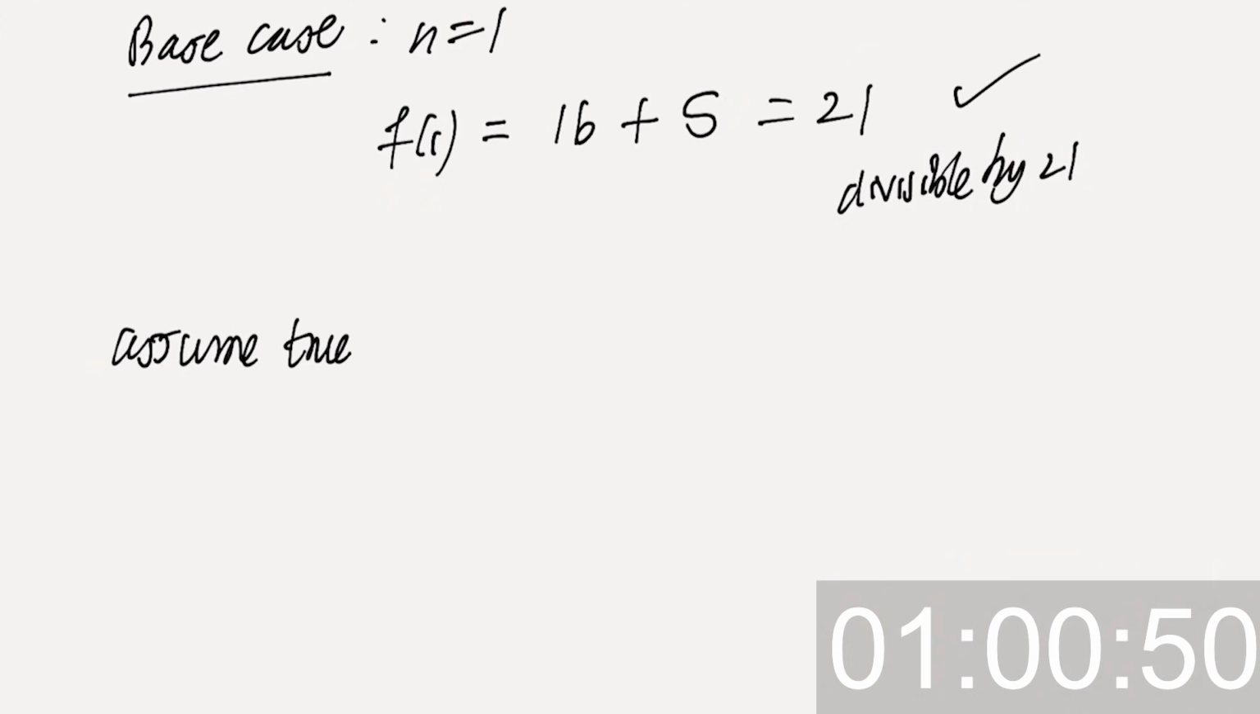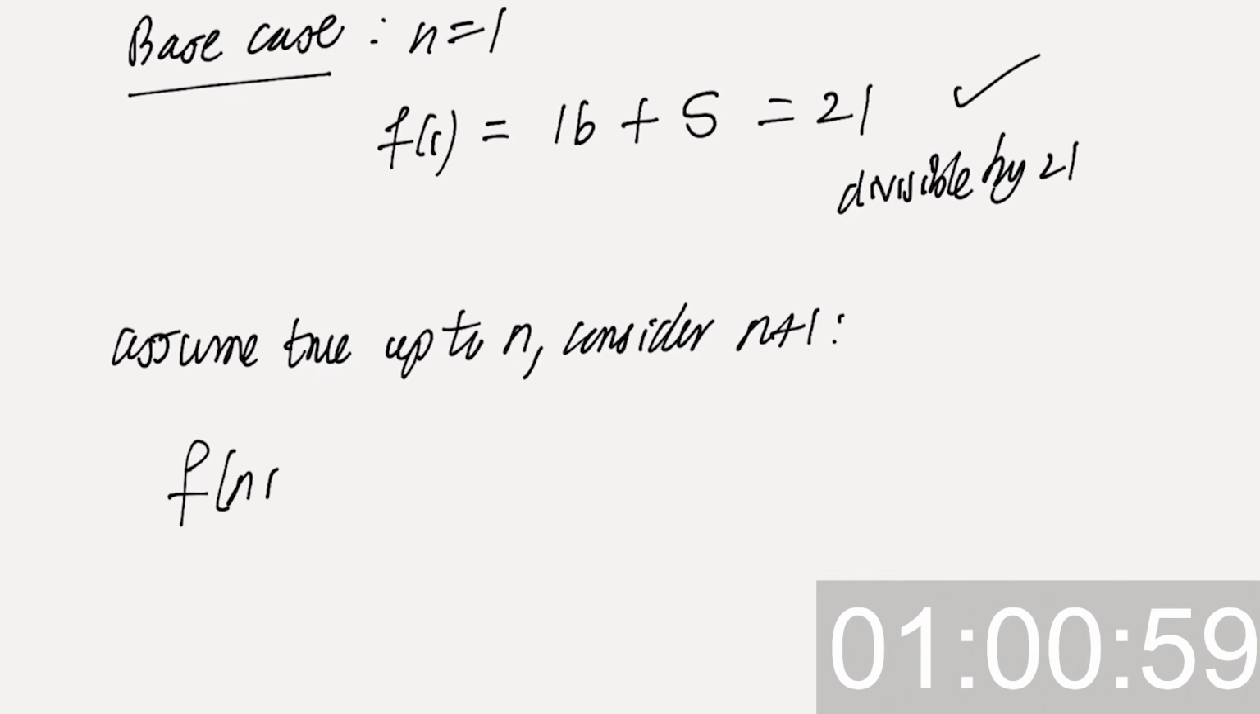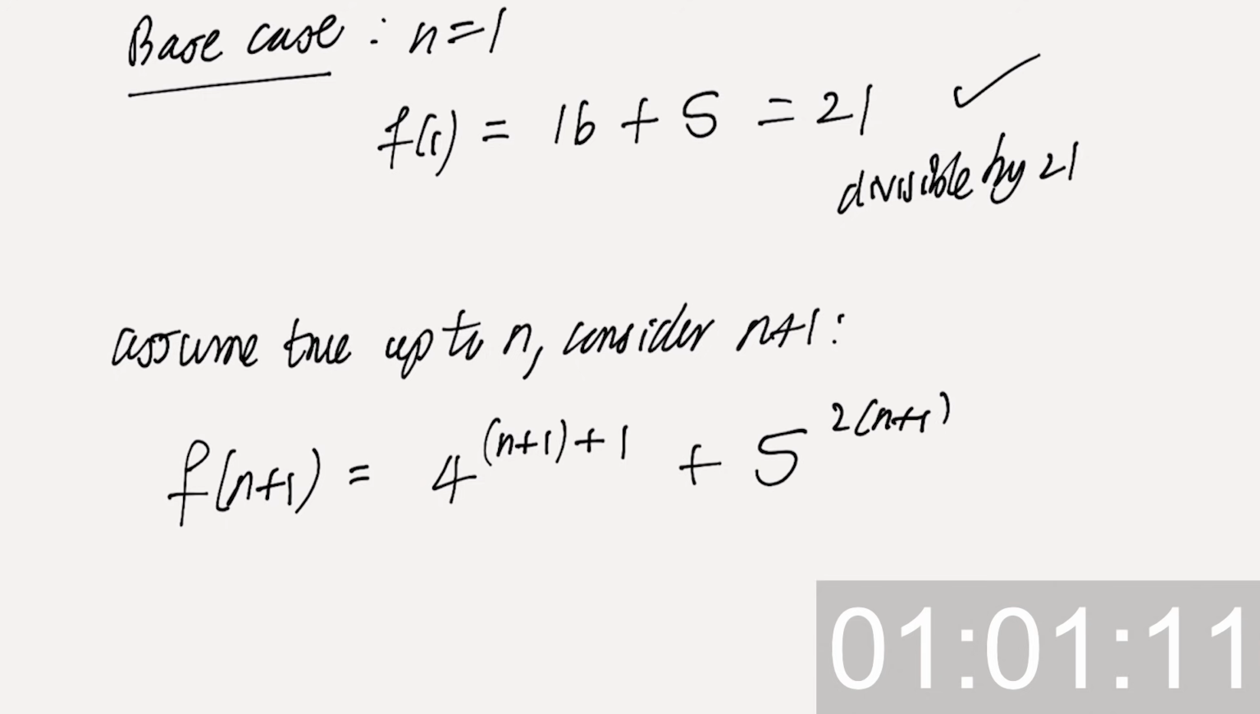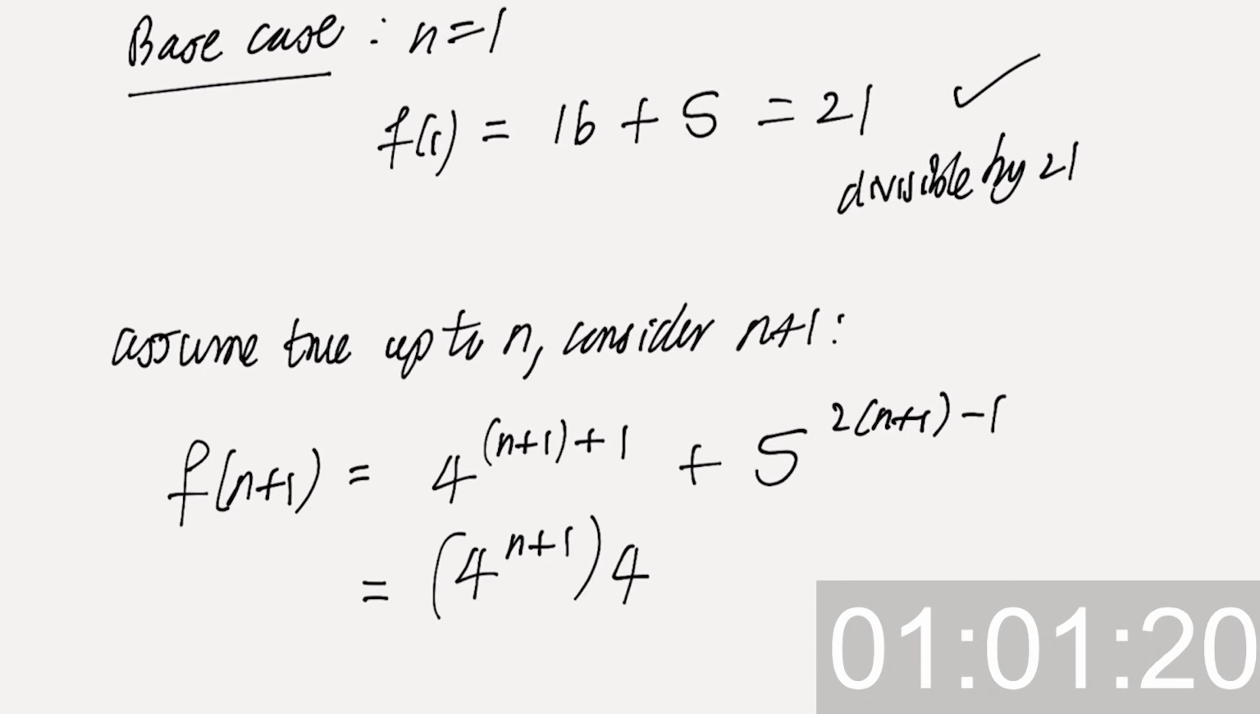Assume true, inductive hypothesis. Assume true up to n. Consider n plus 1. Right, so f of n plus 1 is 4 to the power of n plus 1 plus 1 plus 5 to the 2 lots of n plus 1 minus 1. So that's 4 to the n plus 1 multiplied by 4. So I'm trying to make this look like the previous step so I can use my inductive hypothesis. That's the plan. Always is with these induction questions.